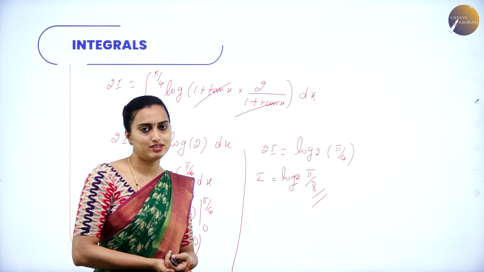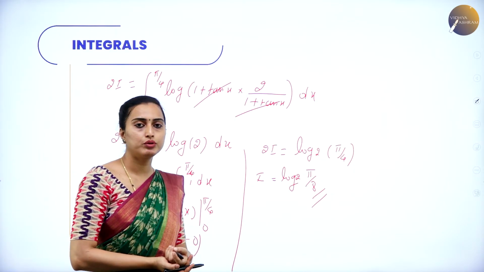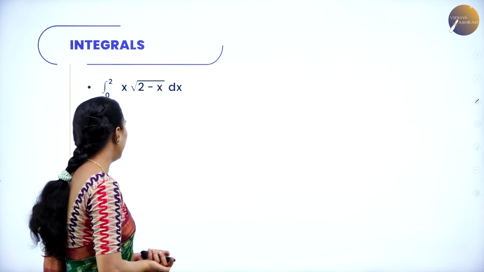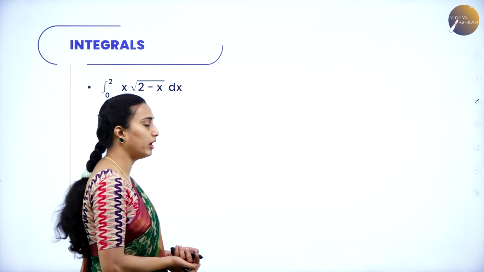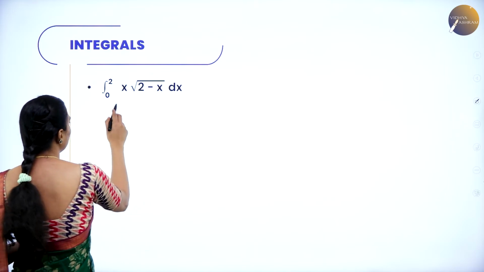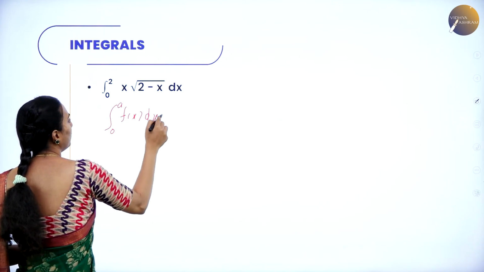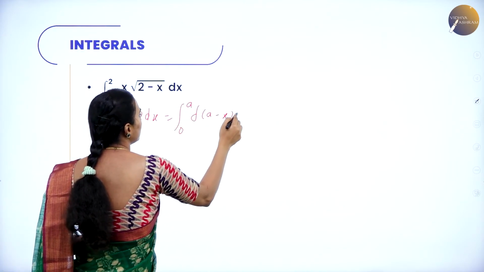You are going to get it as such, dear students. I hope you understood this step, how to solve the problems. Okay. Now we'll be moving on to the next one, integral 0 to 2 of x into under the root of 2 minus x. Same as before, by using the first property we are going like integral 0 to a f of x dx can be written as integral 0 to a f of a minus x into dx.